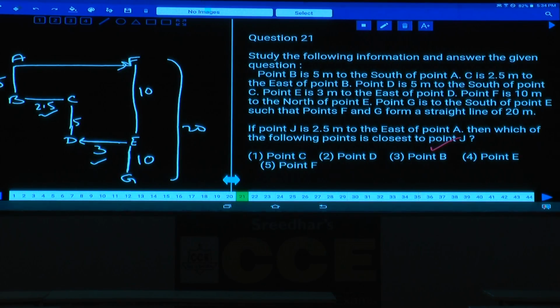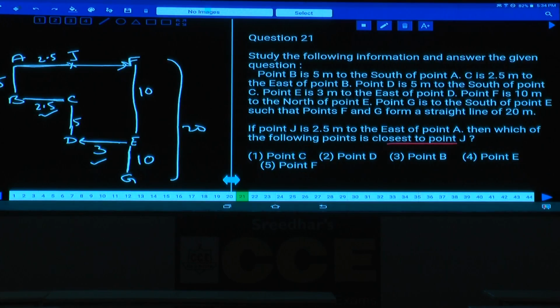Then question number 21. If point J is 2.5 meters to the east of point A, means from here 2.5 meters exactly above this C, because between B and C it is 2.5, here also it is 2.5. Then which of the following points is closer to J? Tell me which is closer to J.